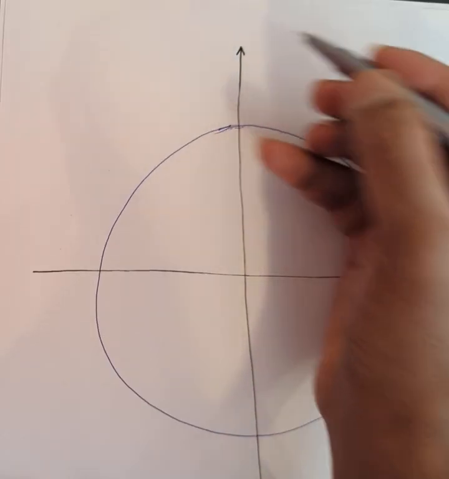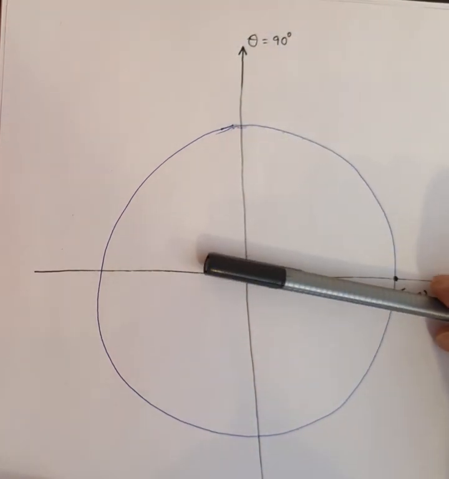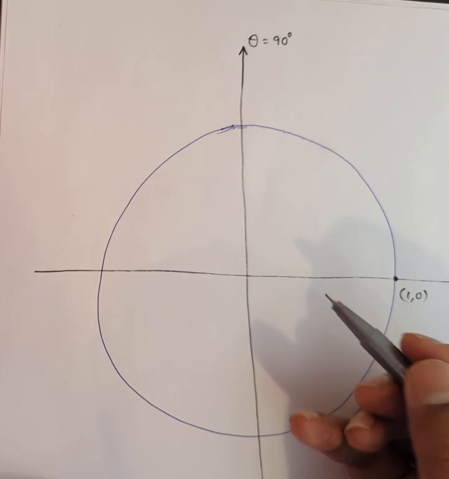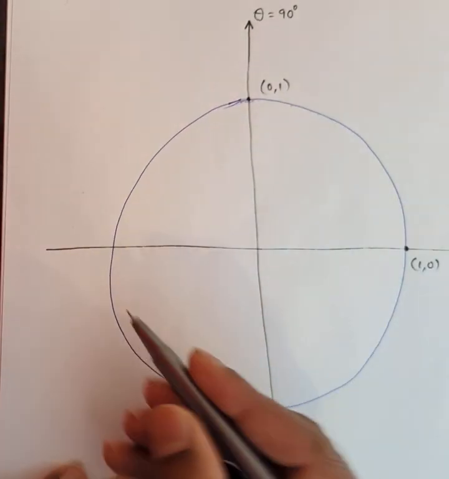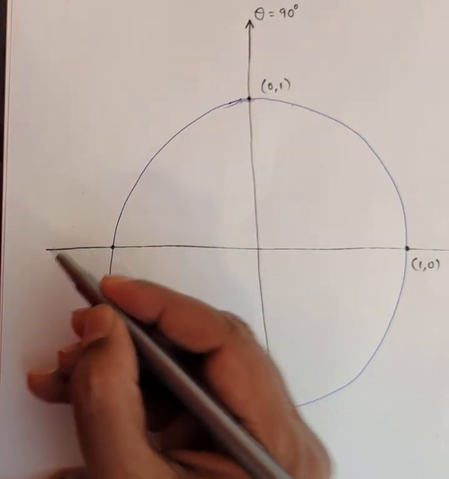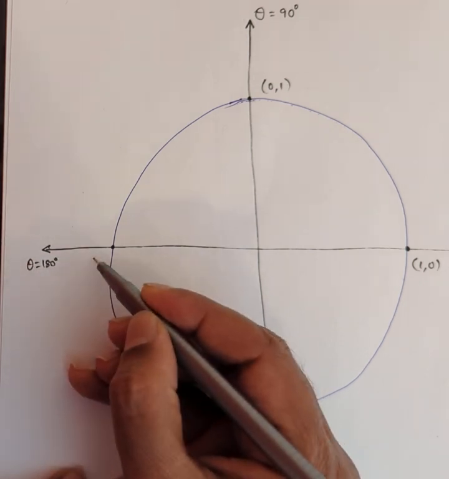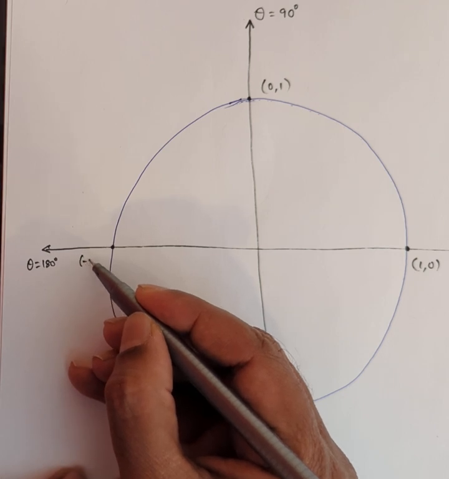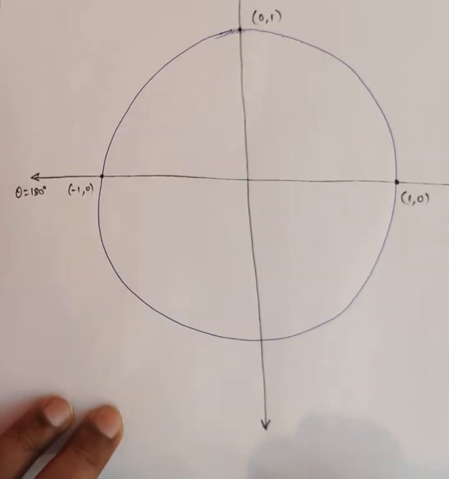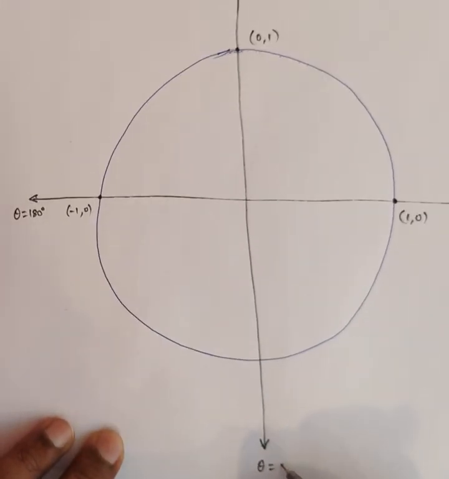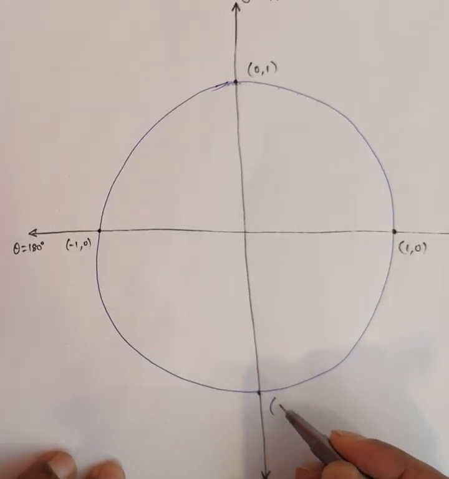And this corresponds to theta equals 90 degrees because you would have to rotate 90 degrees in the counterclockwise direction to get there. And the coordinates up on top are 0, 1. Similarly, let's first write down theta equals 180 degrees here. And the coordinates are negative 1, 0. And down below, this corresponds to theta equals 270 degrees. And the coordinates are 0, negative 1.